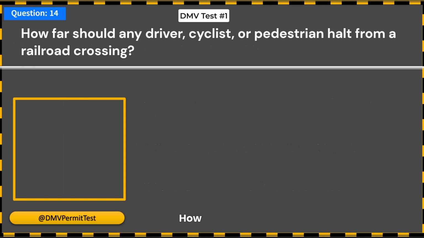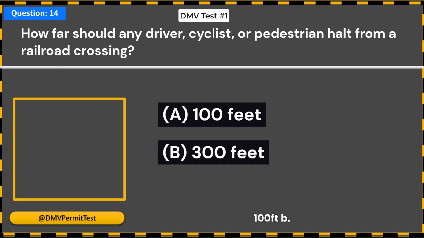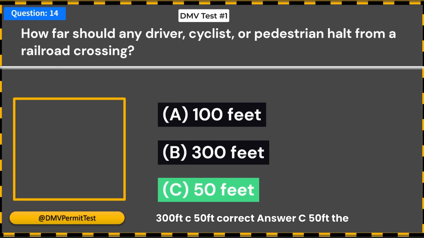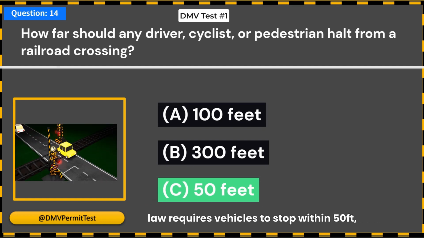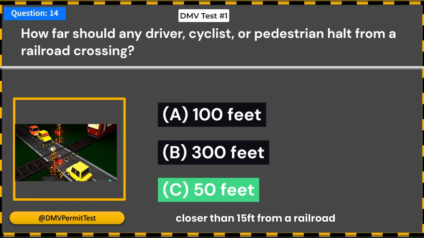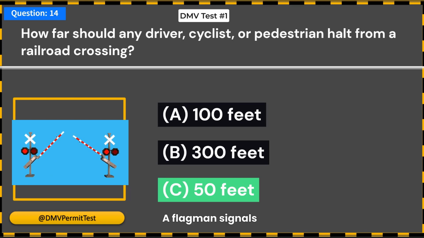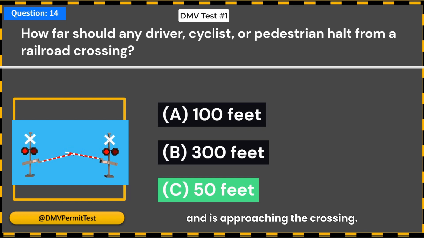obstacle. How far should any driver, cyclist, or pedestrian halt from a railroad crossing? A. 100 feet. B. 300 feet. C. 50 feet. Correct answer, C. 50 feet. The federal law requires vehicles to stop within 50 feet but not closer than 15 feet from a railroad track if a signal warns of an approaching train, a crossing gate is lowered, a flagman signals the approach of a train, or a train is visible or audible and is approaching the crossing.